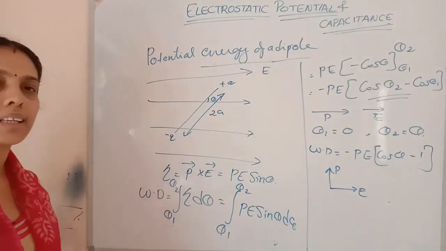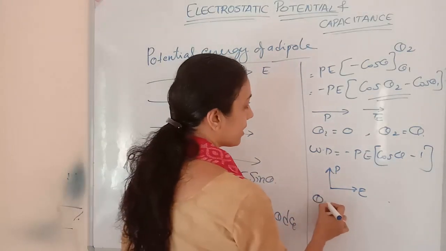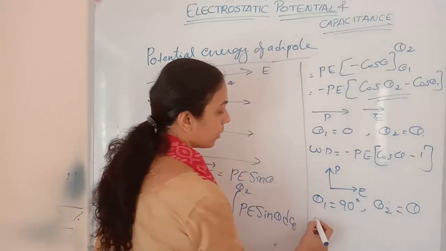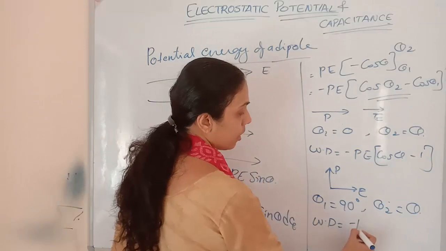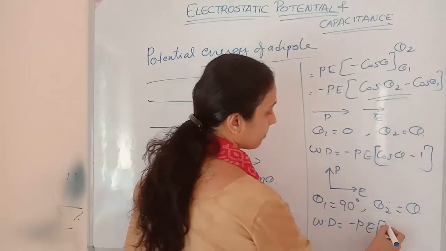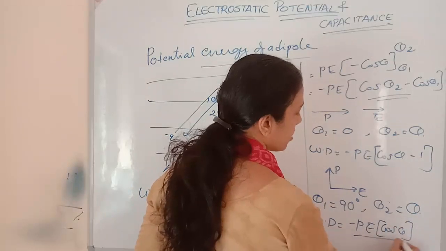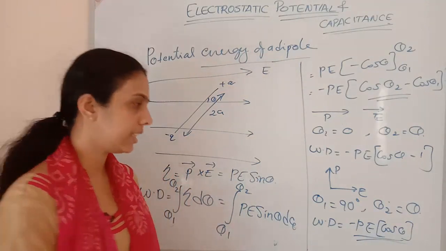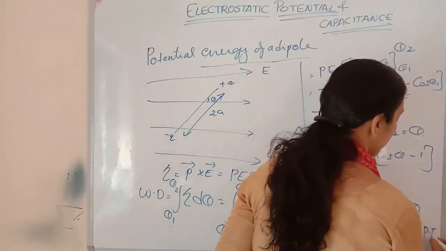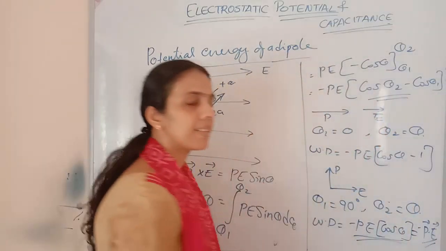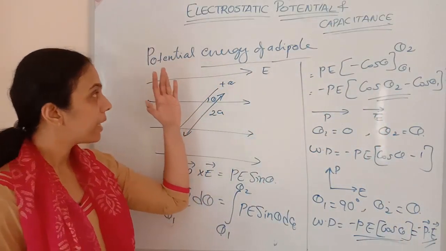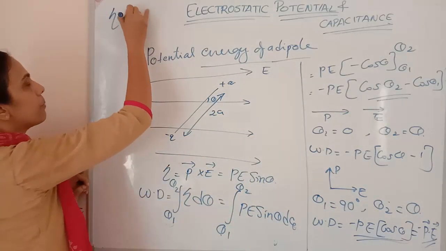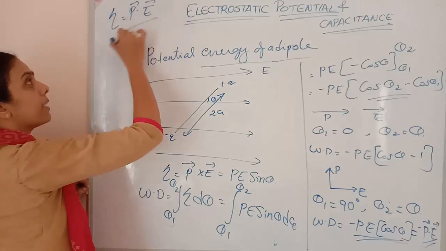And suppose p is like this and E is like this, both making an angle of 90 degrees, that is theta 1 equals 90 degrees and theta 2 equals theta. Then how will it change? Work done will be equal to minus pE cos theta, since cos 90 is 0. So minus pE cos theta, or we can write it as minus p dot E. So this is the representation. By this method, we got the potential energy of a dipole as minus p dot E.